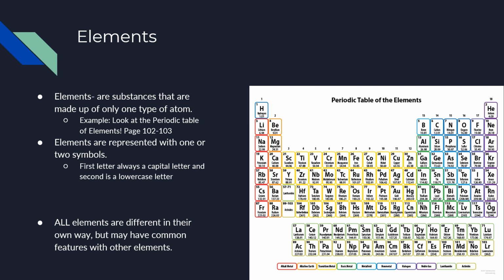So elements are represented with one or two symbols. The first letter is always a capital letter, and the second is always a lowercase letter. All elements are different in their own way, but they may have common features with other elements. And they are sorted that way in the periodic table.